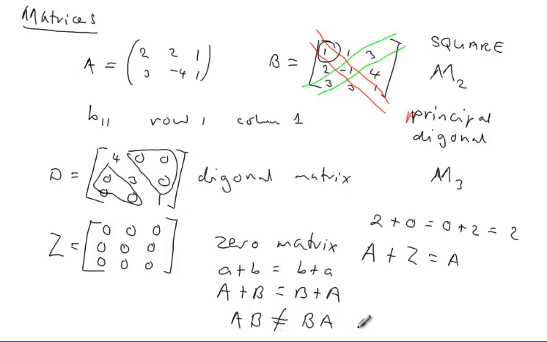Because remember, yesterday we saw that there are some cases in which you can multiply matrices in one order, but in the other order you cannot multiply. Even if you can multiply in two orders, it doesn't necessarily mean that you're going to get the same matrix. So multiplication is not commutative. Am I making sense there? Okay.